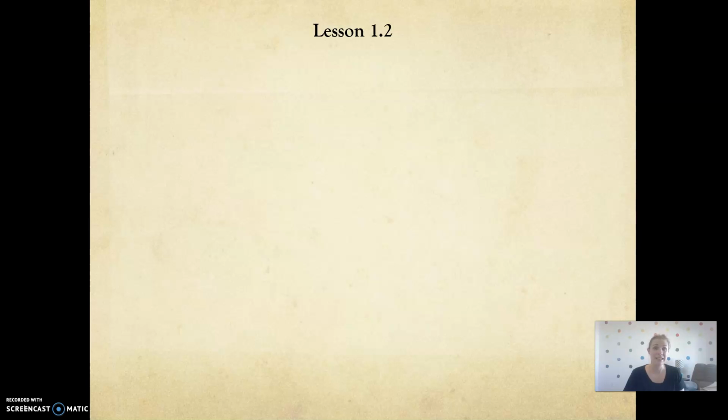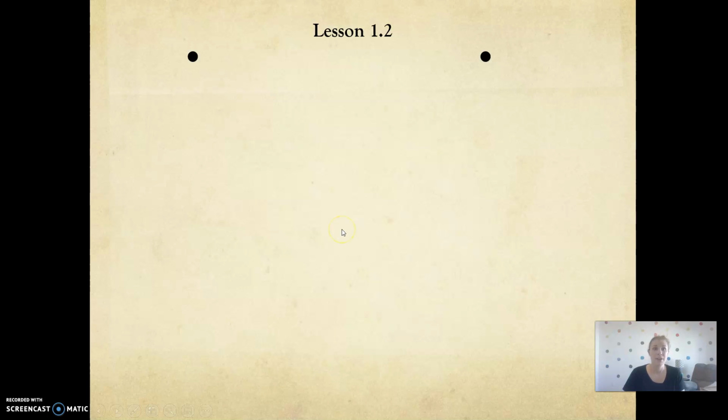Please, in your math textbook, turn to page 90. It says points and line segments at the top. So page 90. If you need more time, you can pause the video. We're going to go through everything that it says on this page.